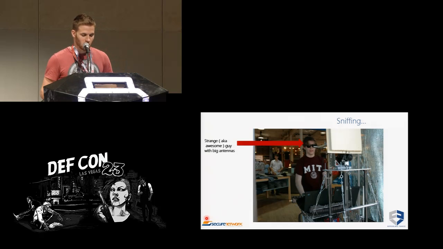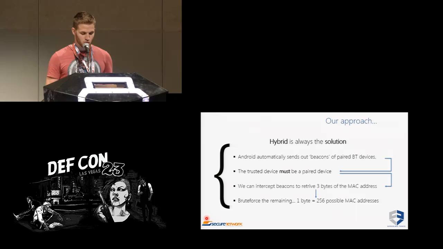Anyway, let's go on. Our solution is a hybrid approach. We know another thing about Android devices, and actually this is true also for other kinds of devices, like my car. Android automatically sends out beacons. Maybe you're familiar with beacons in Wi-Fi solutions, and Android does almost the same thing. It tries to connect to previously saved devices, sending out part of their MAC address.